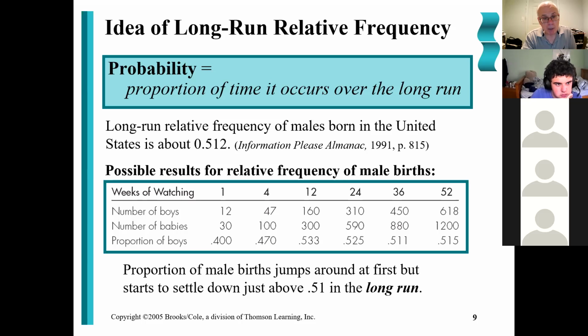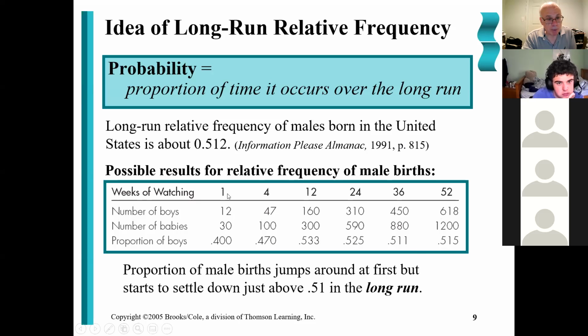Okay, here's an example here. Results for the relative frequency of male births. Now, it's known that the long-term probability, or long-term relative frequency, of males born in the U.S. is a little over a half. And if we actually watched babies being born and just saw who were males and who were females, well, the more weeks we watched, the closer the proportion would be to the actual long-term relative frequency.